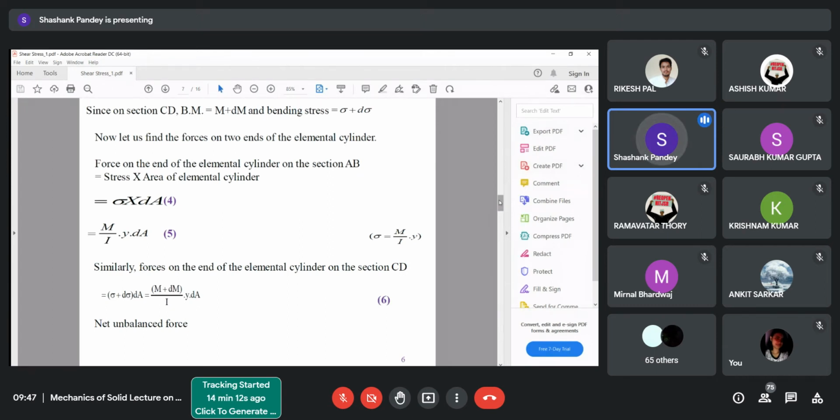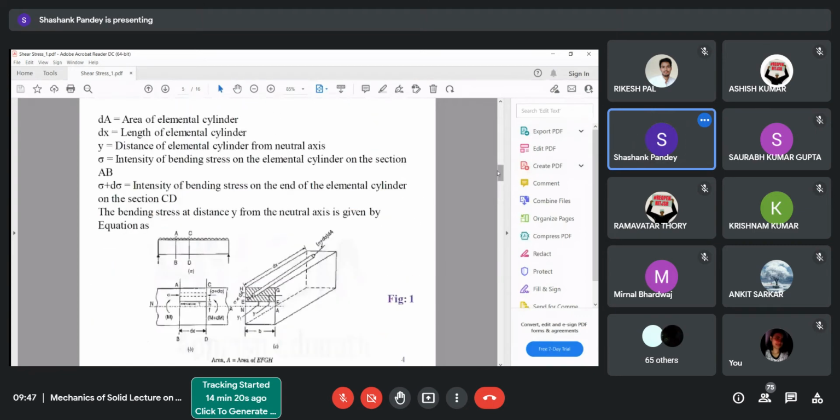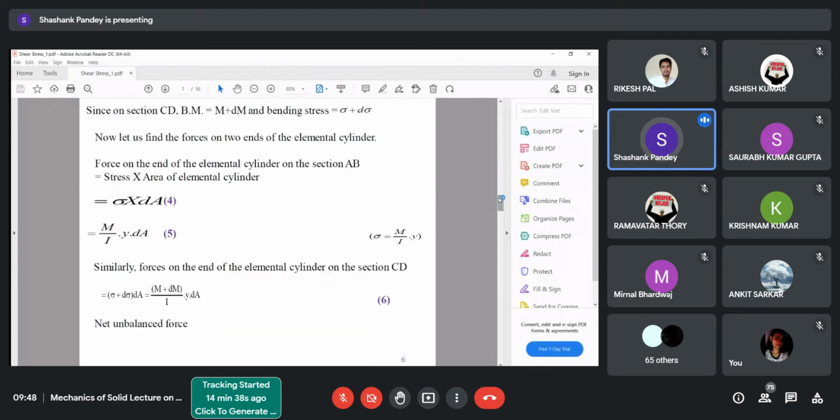So the force will be given by equation number 4, and this will be sigma into dA, where dA is the elementary area. Here we can assume an elementary area, that is EFGH. So here we have converted our bending stress into the corresponding bending force, and we can see that the force is M by I y into dA. This is given by equation number 5. This is experienced by section AB.